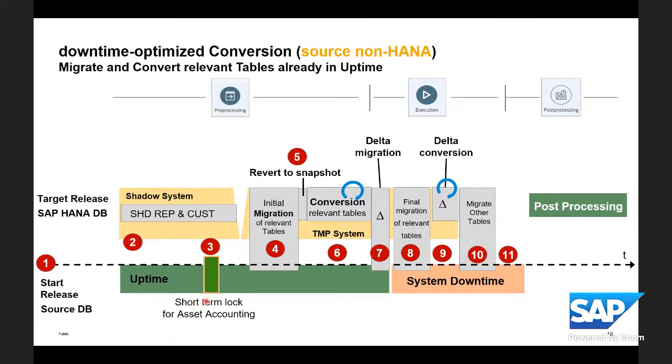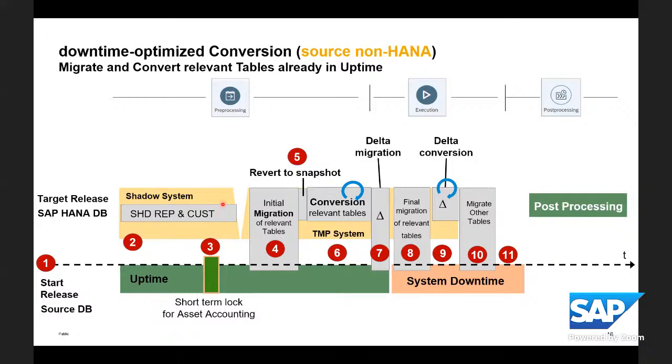Then in the uptime processing, there's a short-term lock for asset accounting. It is required to lock the asset accounting here to transfer some data to the new data model. So that is another restriction or thing to consider in the project planning. The system is available, it's just that asset accounting is locked for a small period.